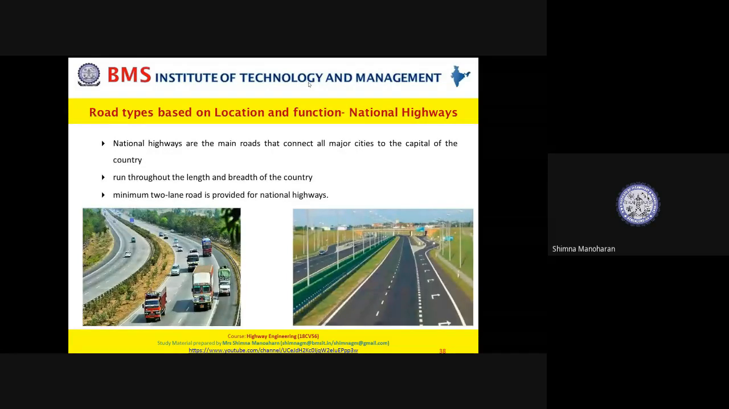So here in national highway, do you know what is the purpose of a national highway? These are the main roads that connect all major cities to the capital of the country. That is the purpose of providing national highways. Since it connects all major cities, the road has to run throughout the length and breadth of the country, and a minimum of 2 lanes should be provided for a typical national highway. Minimum is 2 lane road. Okay.